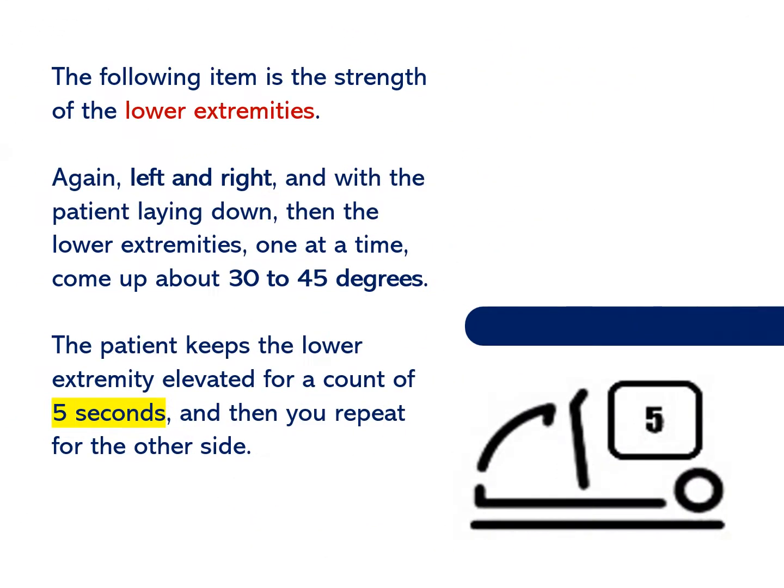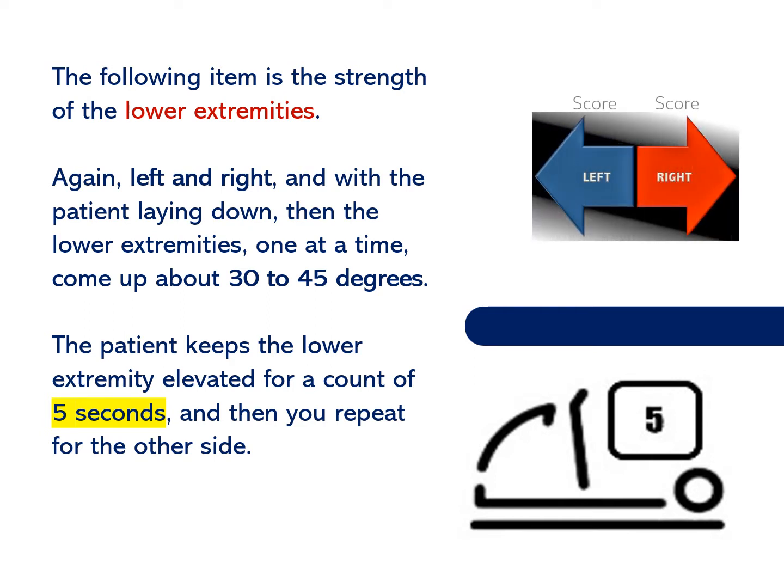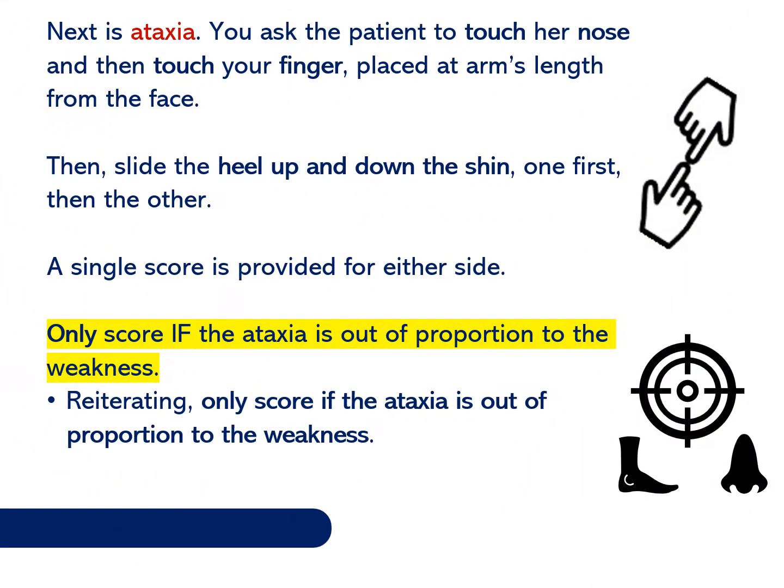The following item is the strength of the lower extremities. Again, left and right, and with the patient lying down, the lower extremities, one at a time, come up about 30 to 45 degrees. The patient keeps the leg up for a count of 5 seconds, and then you repeat for the other side. Next is ataxia. You ask the patient to touch her nose and then touch her finger, placed at arm's length from the face. Then, slide the heel up and down the shin, one side first, then the other.